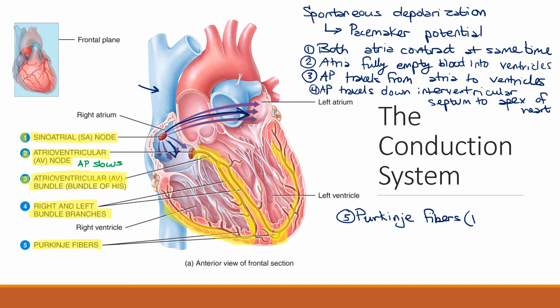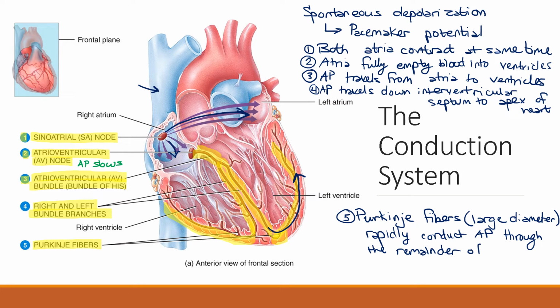So Purkinje fibers are very large diameter. Remember, this is one of the characteristics that increases action potential propagation speed. So because of that, they're able to really increase the speed of the action potential so that we can get that action potential really quickly through the rest of the ventricle. So these Purkinje fibers are going to very rapidly conduct that action potential through the remaining parts of the ventricles. And this is starting at the apex.